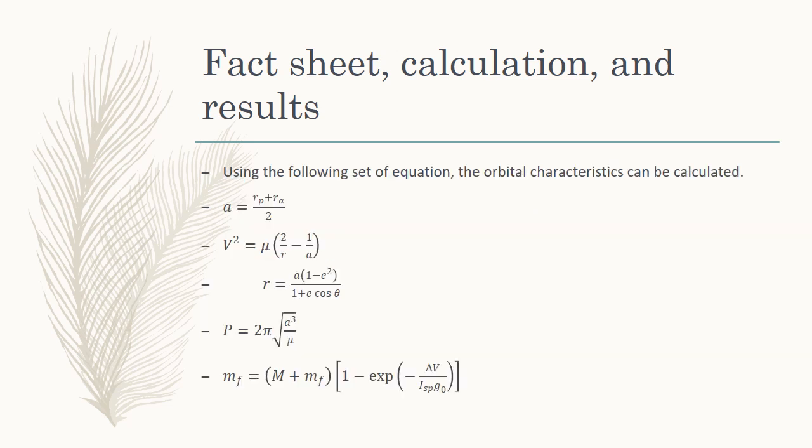Then, using the following set of equations, the orbital characteristics can be calculated. These equations are derived from the Vis-Viva integral. There are a or semi-major axis, v squared or velocity squared, the distance from the Sun or planet, and then the time period, and the fuel mass consumed.